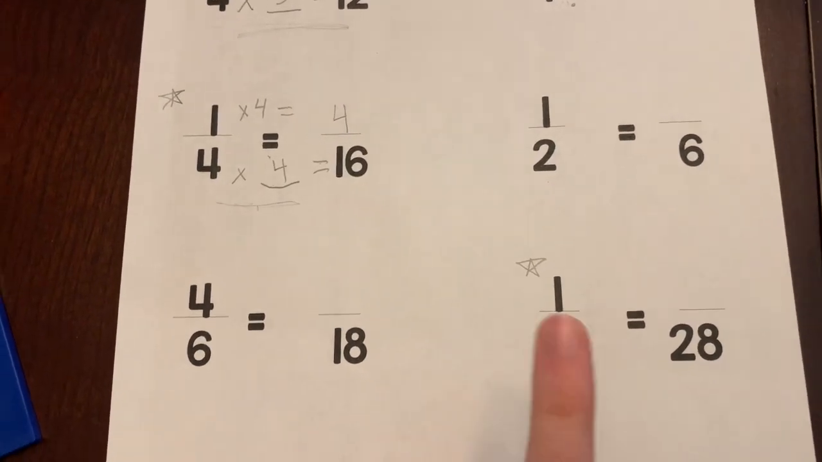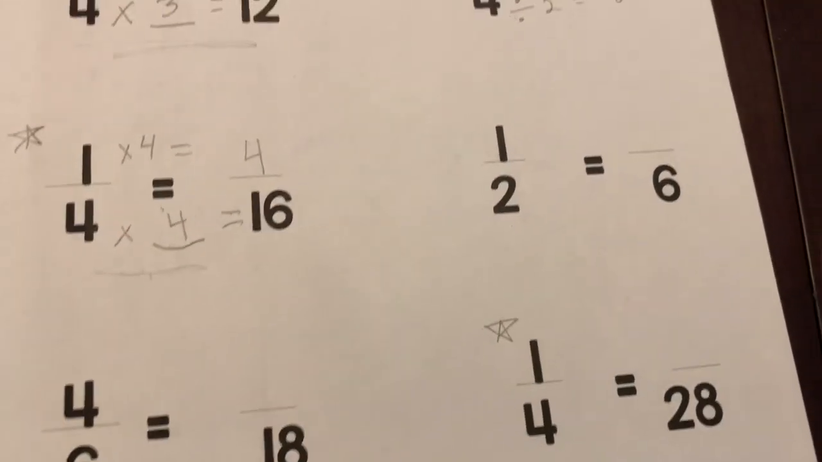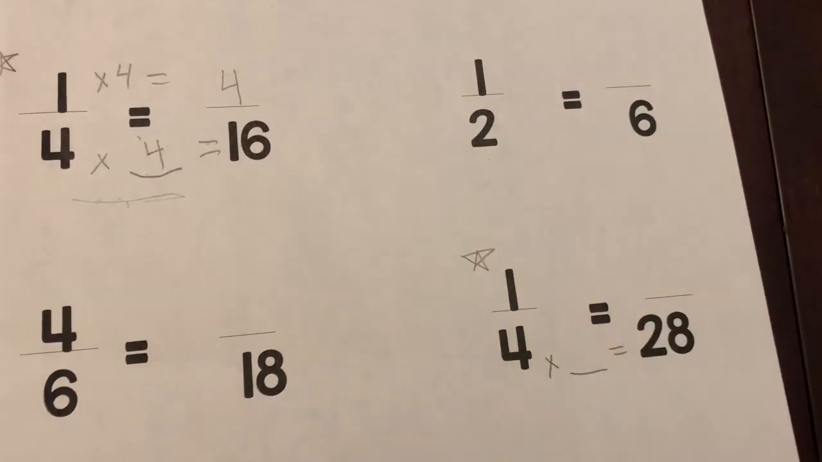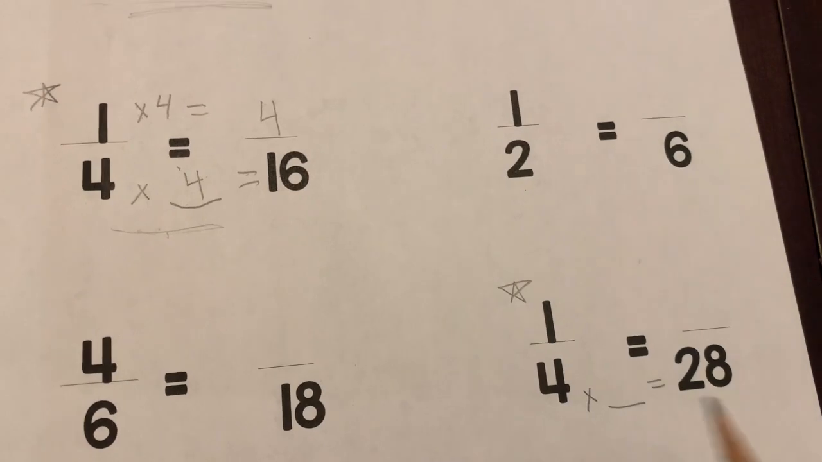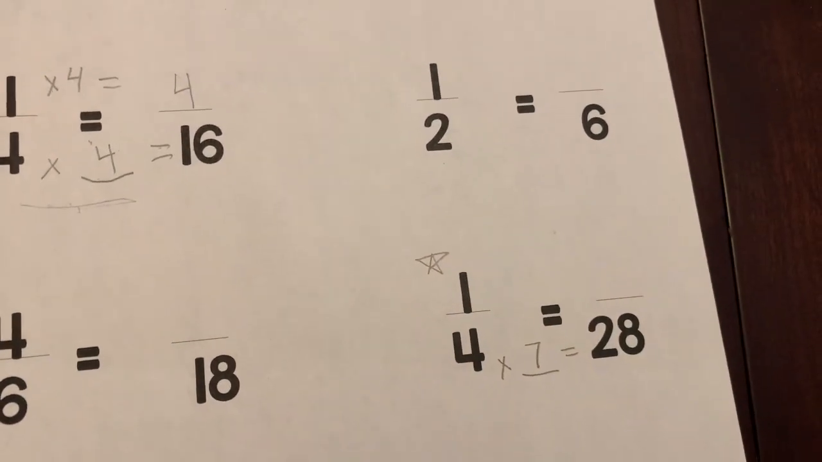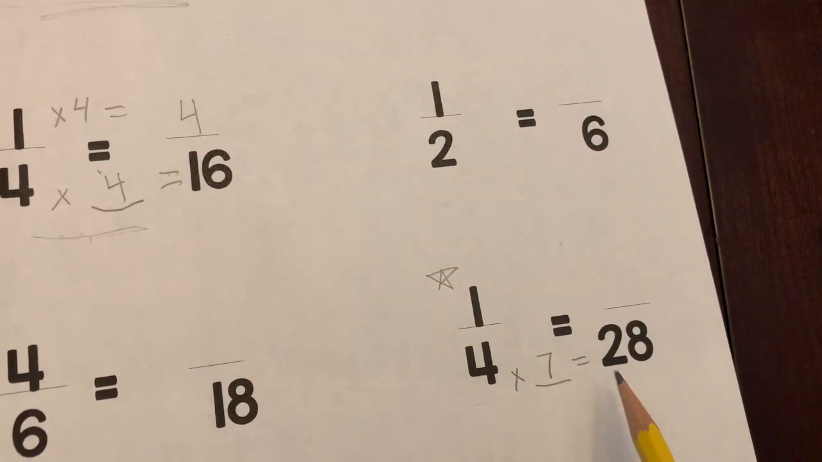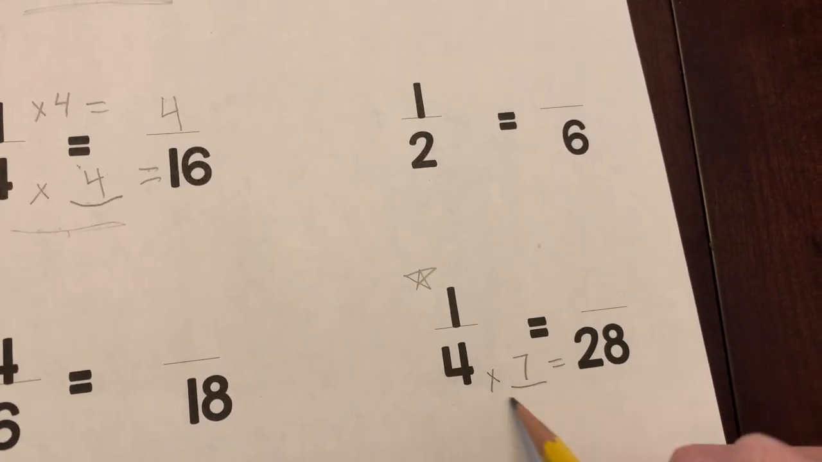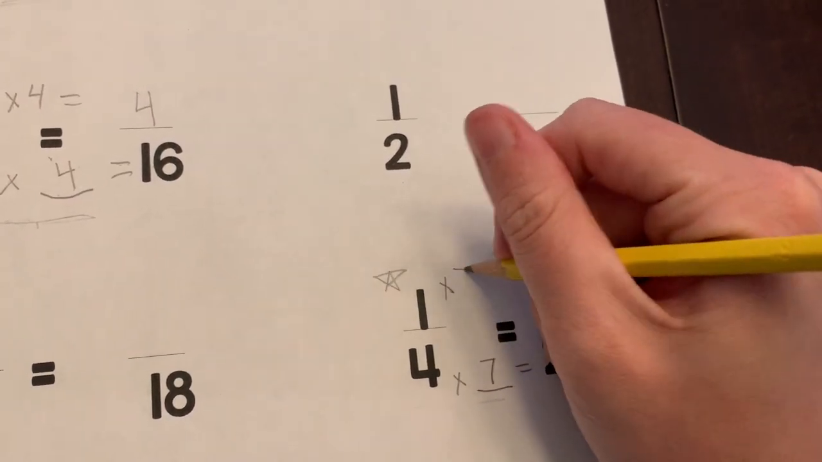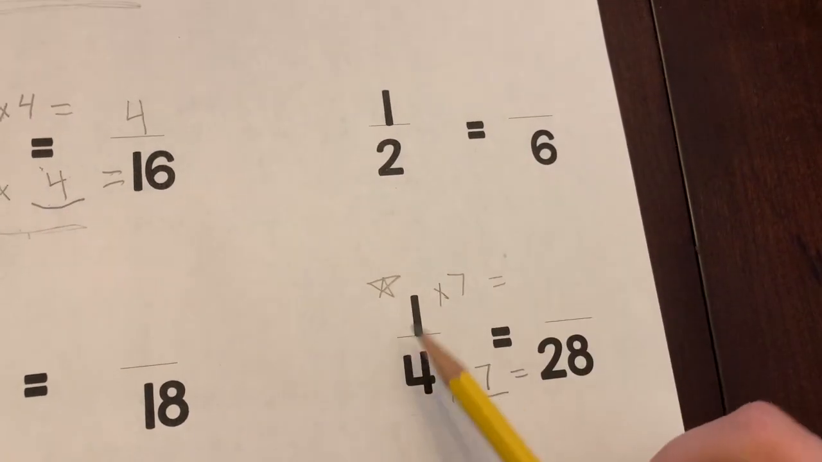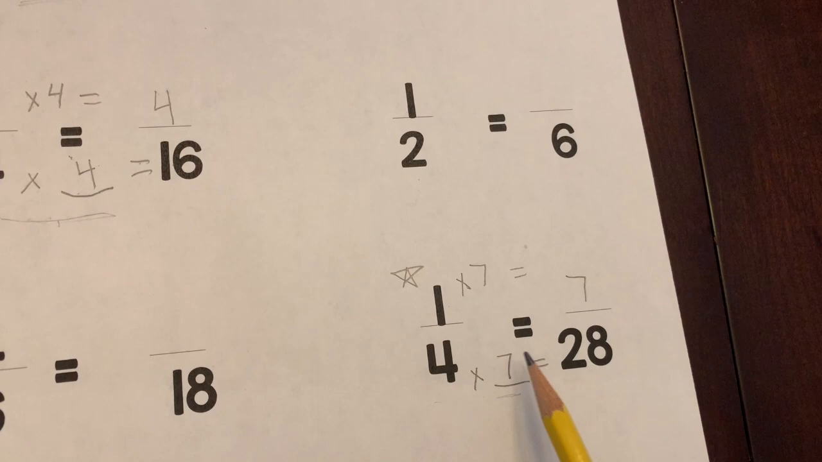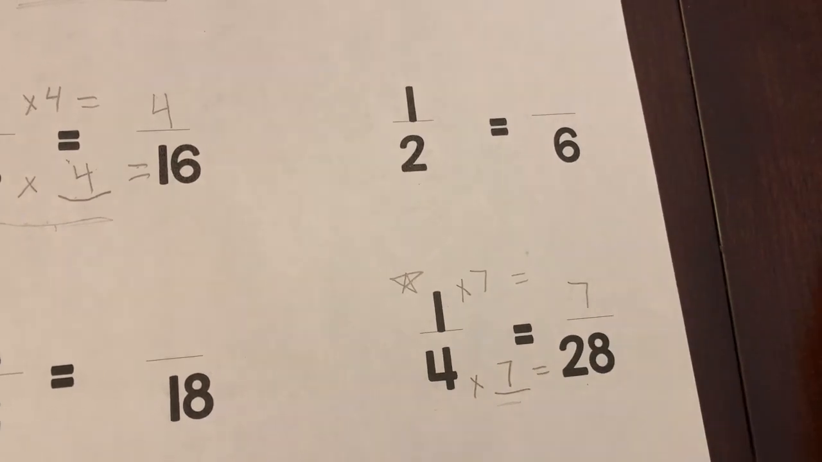Let's do this last one together before you get started on your own. We ask ourselves, 4 times what equals 28? 4 times 7 equals 28. So whatever we do to the bottom, we have to do to the top. We multiplied the bottom times 7 to get 28. So we multiply the top times 7. 1 times 7 equals 7. 1/4 is equal to 7/28.